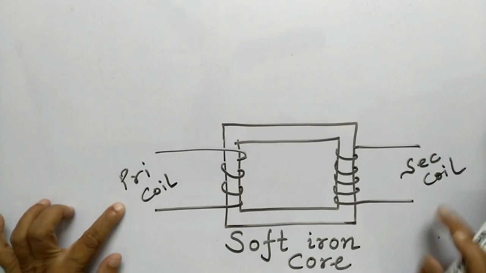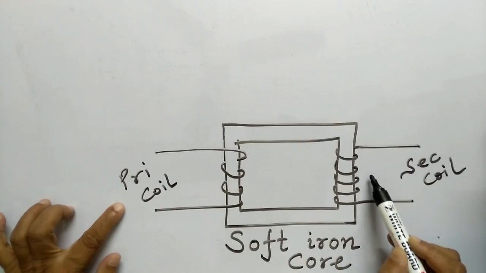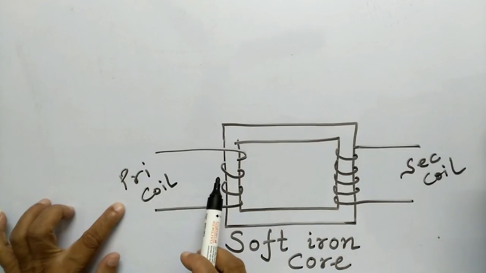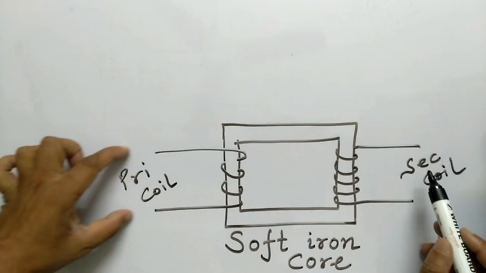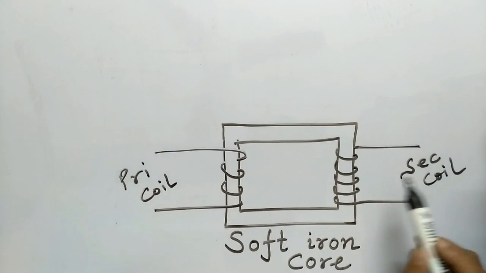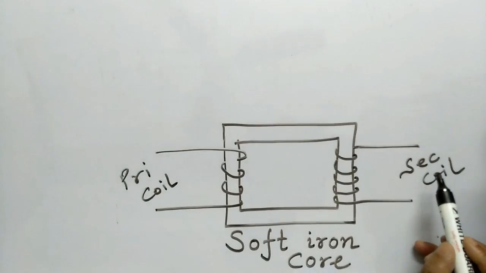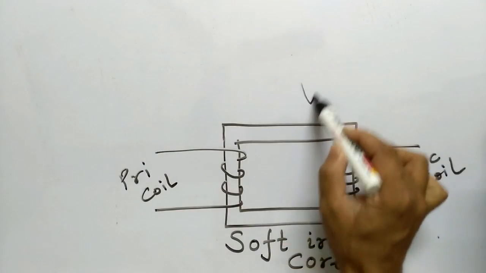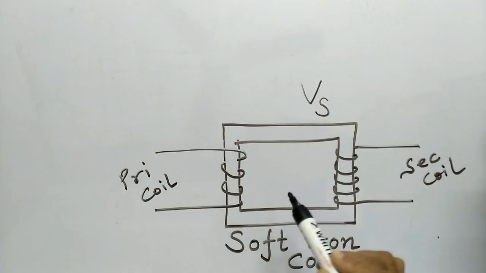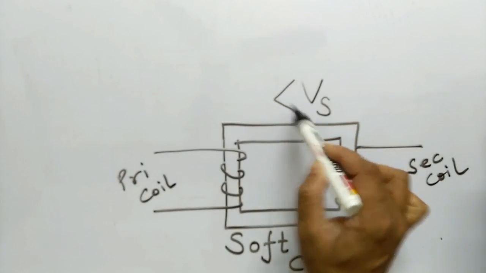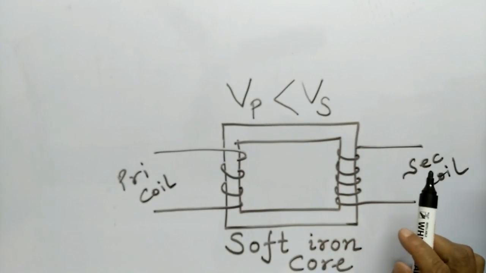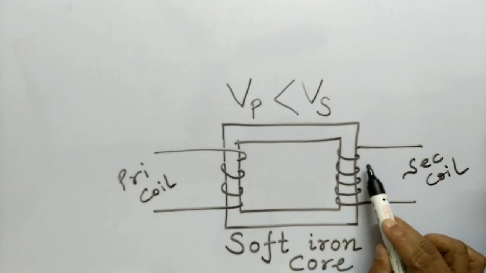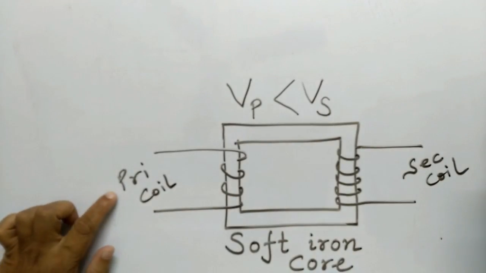As you can see, the number of turns in the secondary coil is more than the number of turns in the primary coil. That means whatever potential difference you give here, you will get more than that. The potential difference in the secondary coil is greater than in the primary coil, because the number of turns in the secondary coil is higher than in the primary coil.